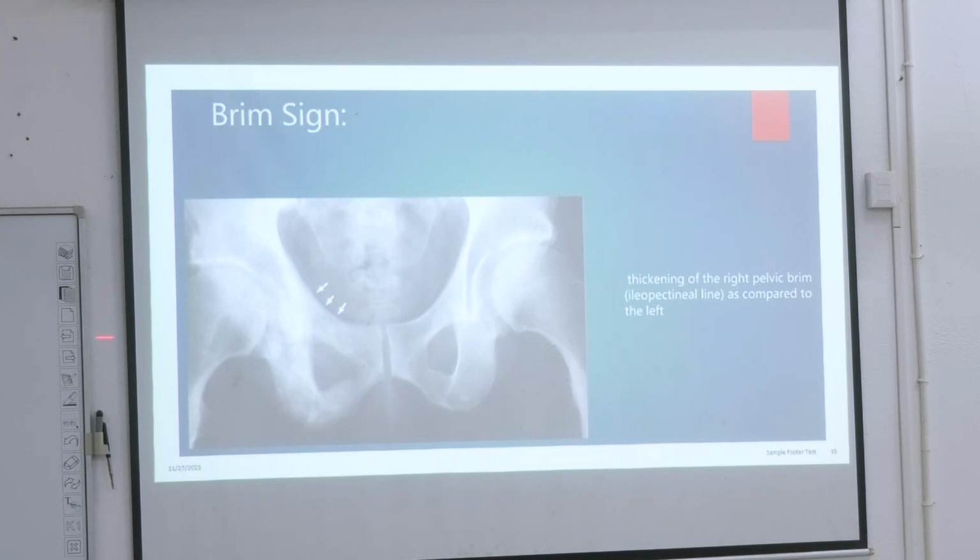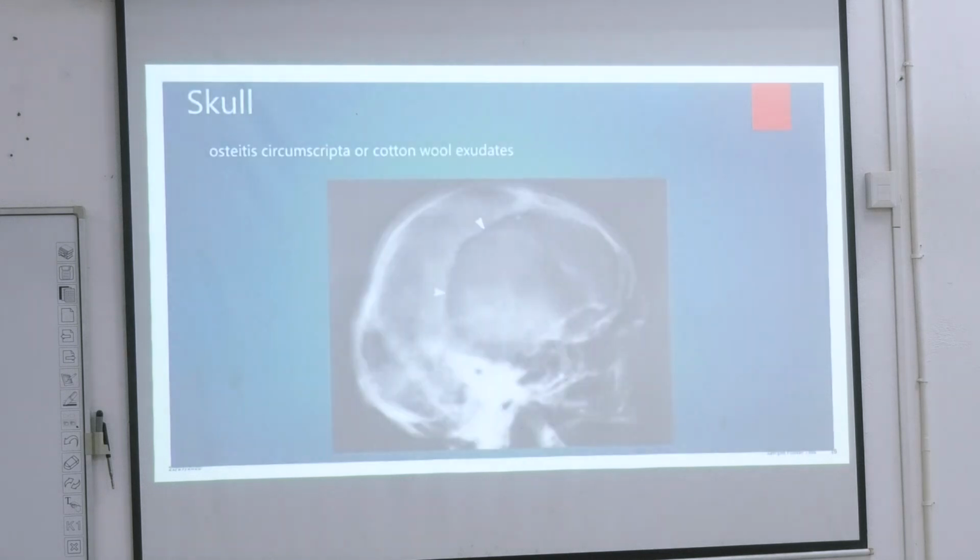Because in the third stage of Paget disease, we know there is a sclerotic phase or burned out phase, the inactive bone formation is more. So this increase in opacity, increase in whitishness, indicates increasing sclerotic activity. So thickening and increasing opacity of the iliopectineal line is called brim sign. This is a sign for the radiologist.